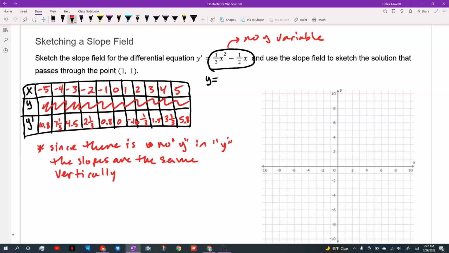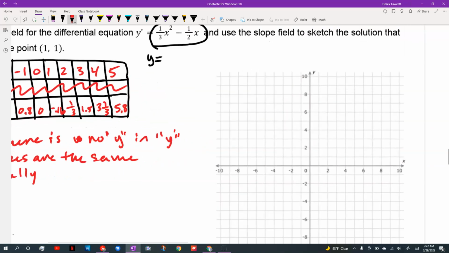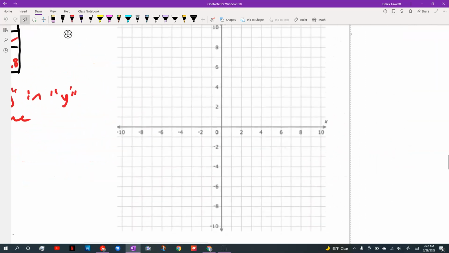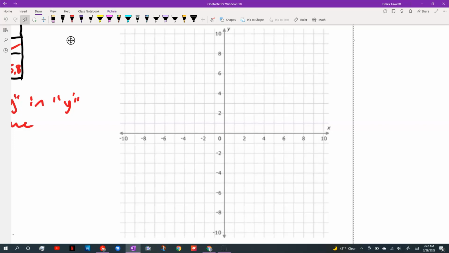Okay. So if we look at x equals -5, I'm going to kind of zoom in here. At x equals -5, we're just going to go right across the x-axis. At x equals -5, the slope is about 10.8, so it's super steep. X equals -4, the slope is 7 1/3, a little less steep. And then 4 1/2, a little less steep. 2 1/3, a little less steep. And then 0.8, just under 1, and then at 0, it's 0.